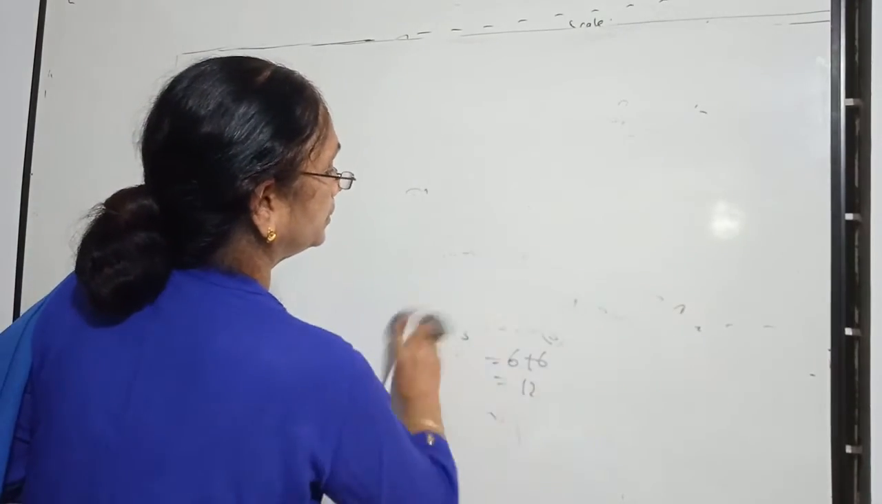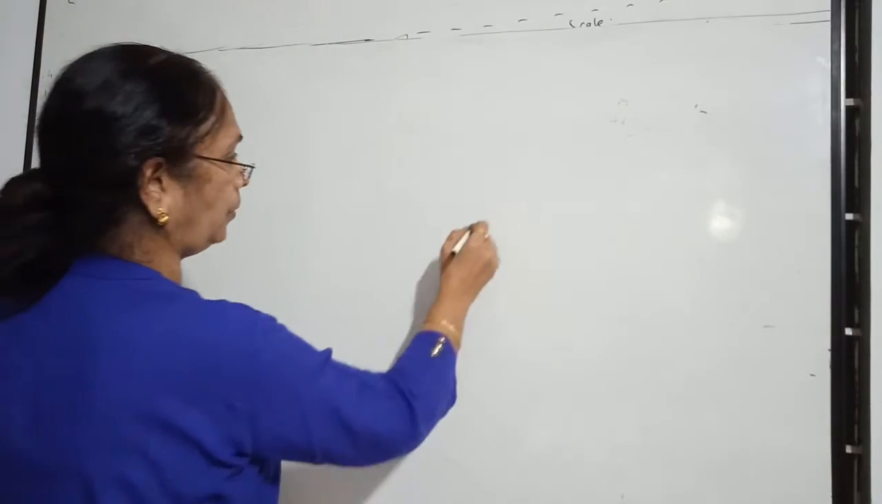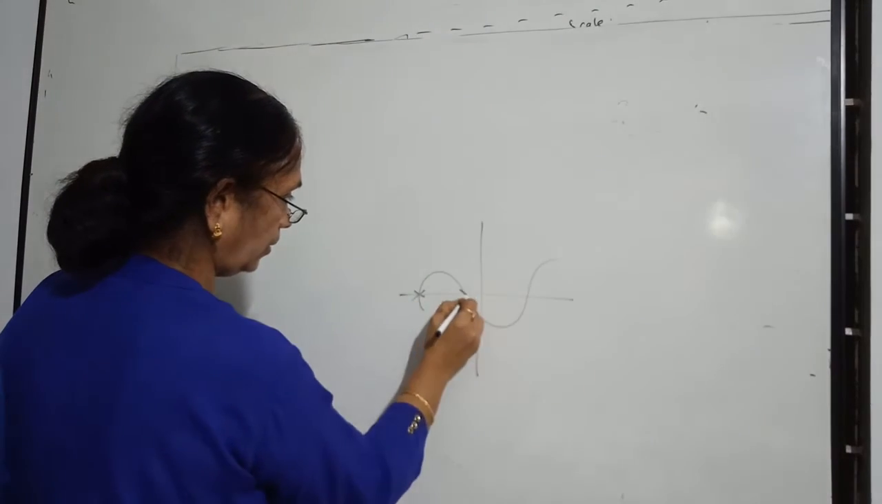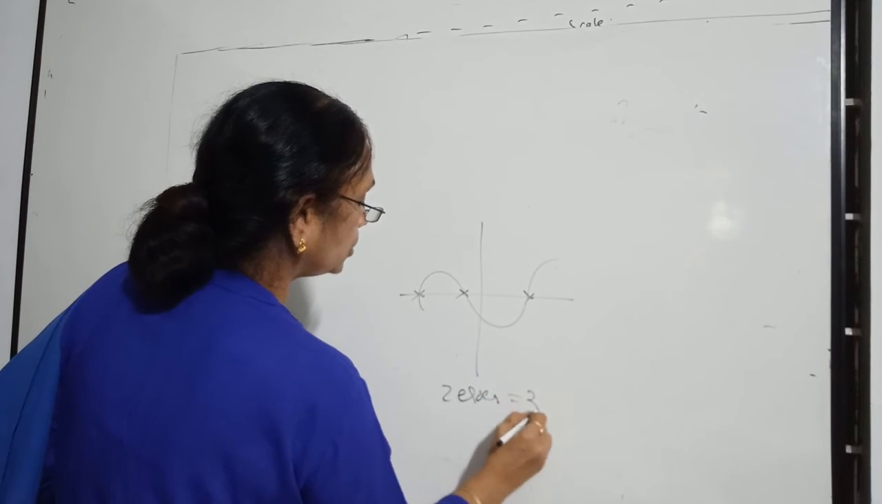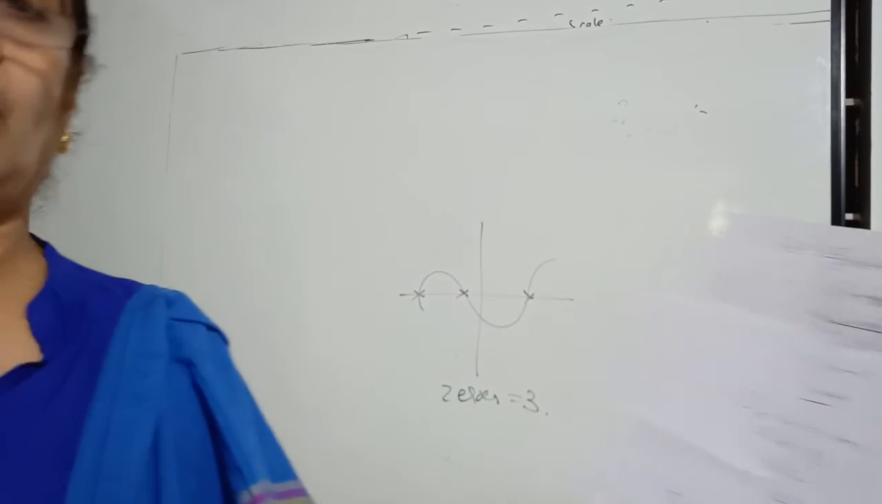Next one, find the zeros of the polynomial. 1, 2, 3. So the zeros are what? Zeros are 3.